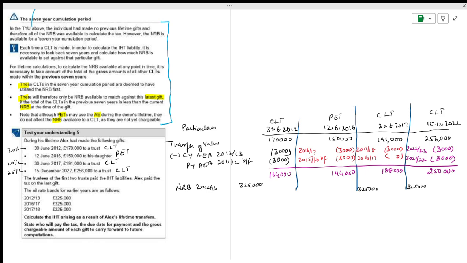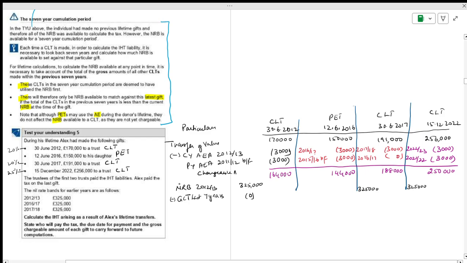Anything gross chargeable transfers are there in the last 7 years? They have mentioned anything? So it will be divided by the nil rate band. No, it is zero now. You don't have any gross chargeable transfers. Is it right? Yes.